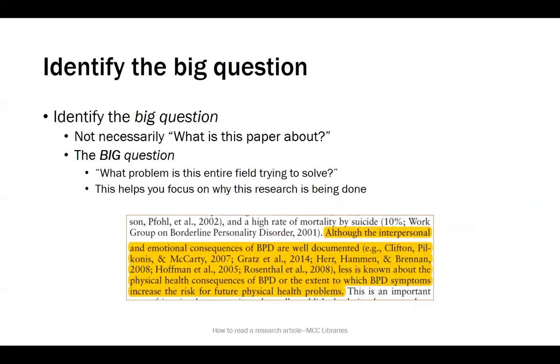So the next thing you want to do is identify the big question. Not necessarily what is the paper about, but the big question. What problem is this entire field trying to solve? This is going to help you focus on why this research is being done. Quite often in a research paper, you're going to be able to find the hypothesis. Sometimes it's marked as H1 for hypothesis, or sometimes you'll just see where it is talking about the information that they're going to be looking at.